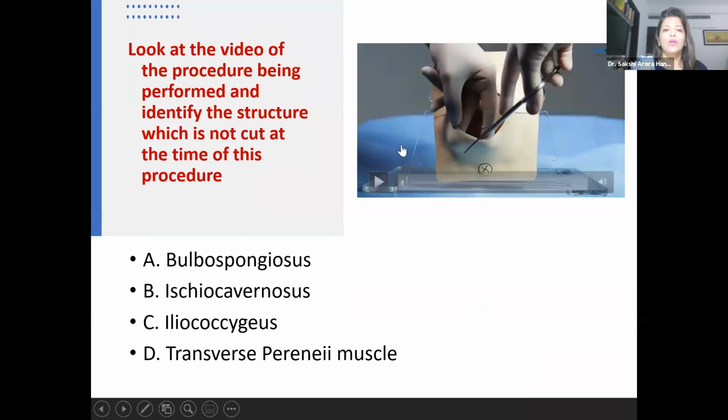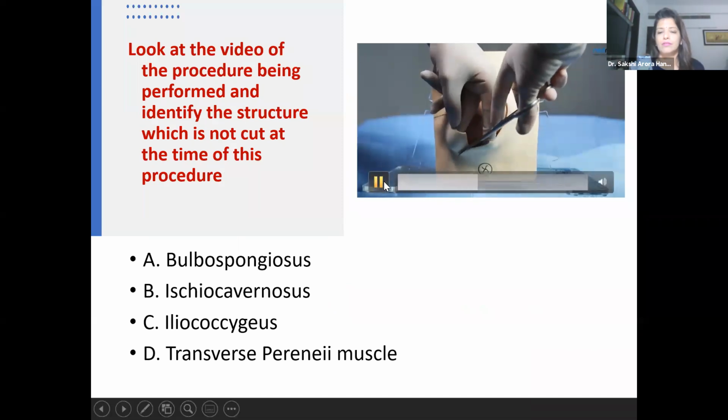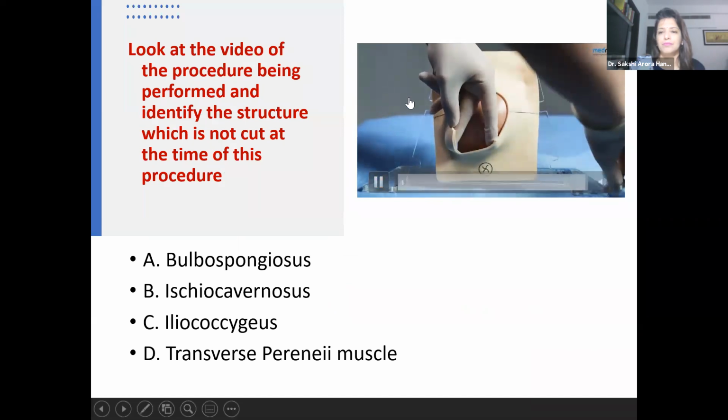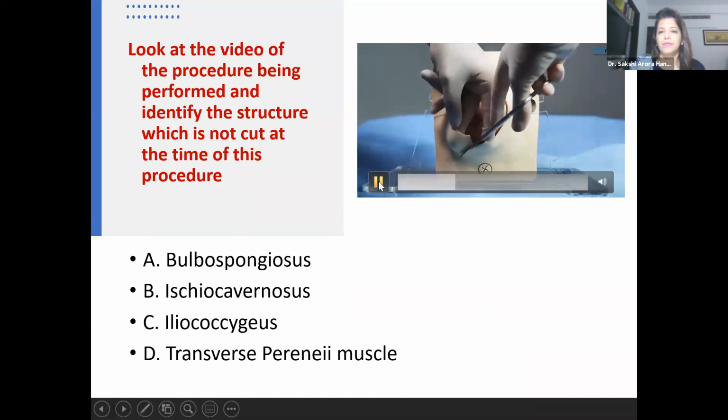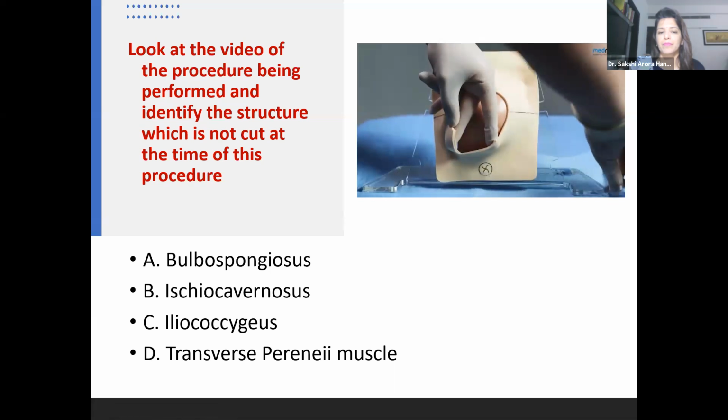Now, next question, look at the video of the procedure being performed and identify the structure which is not cut at the time of this procedure. Right? So what is the procedure which is being done? It is a mediolateral episiotomy which is being given, right? Now that means you have to know the structures which are not cut during a mediolateral episiotomy and the structures which are cut during a mediolateral episiotomy.